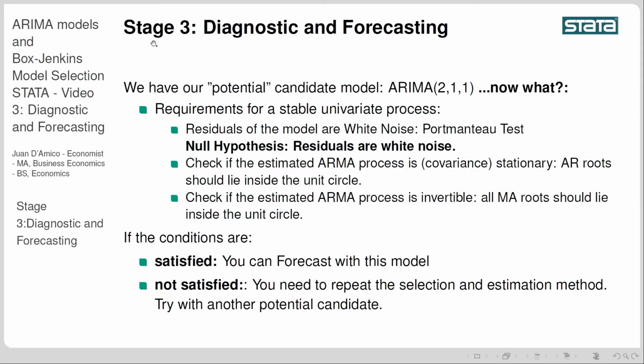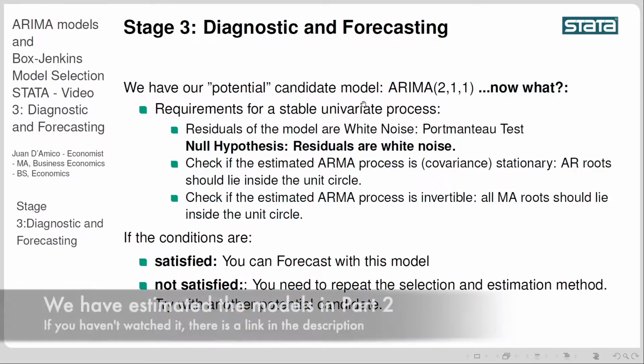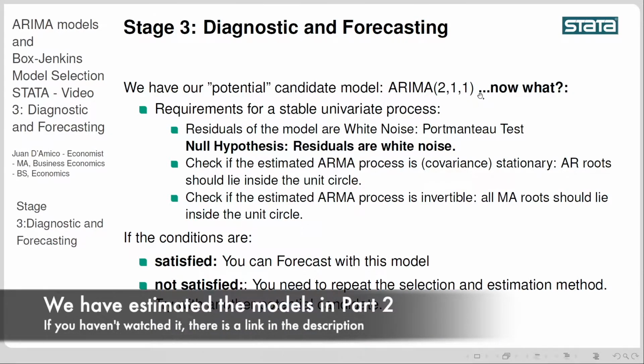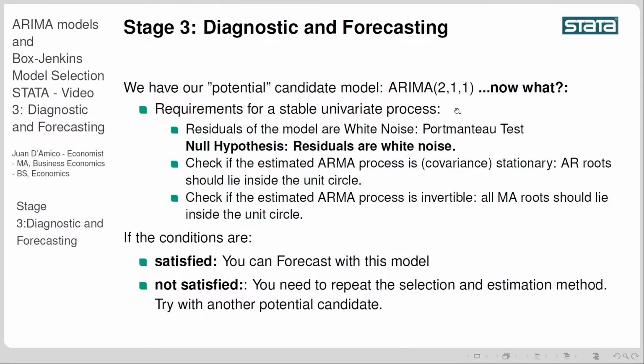As I just mentioned, stage number 3 is diagnostic and forecasting. We have our potential candidate model, which we determined in our video number 2, and it is the ARIMA 211. So you are wondering, now what should we do with this model? Well, we have to verify that it satisfies the requirements for a stable univariate process. What we have to confirm in this stage is that the residuals of the model are white noise. We're going to do that based on the portmanteau test, where the null hypothesis is that the residuals are white noise.